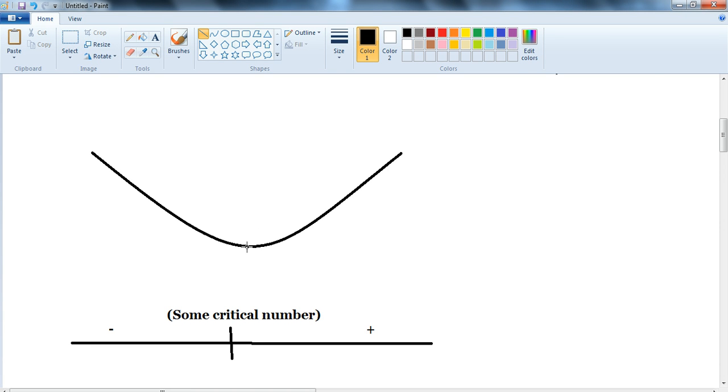Here we have another critical number. So we mark that as some critical number. And here we have another function. So we know that from here to here, the derivative is negative, right? Because the function is decreasing. So we write a negative sign here. And after this point, the function is increasing. So the derivative must be positive. So we write a plus sign here. And so this function looks kind of like this. And so we know that there's a relative min without graphing the function.